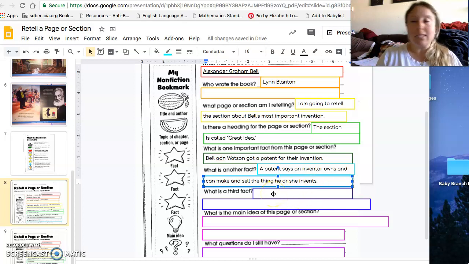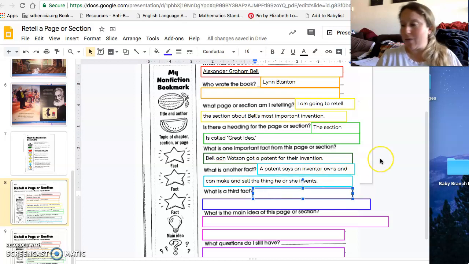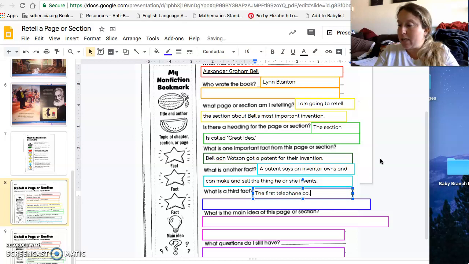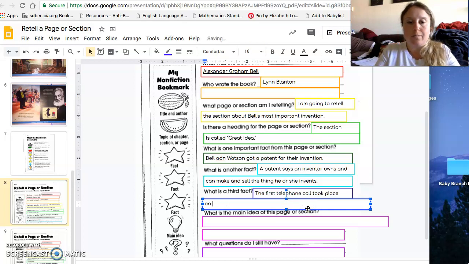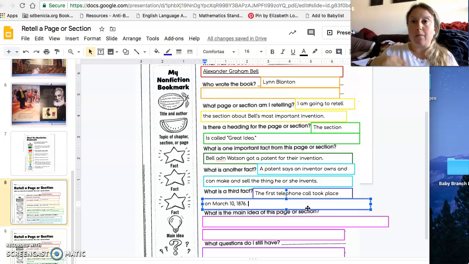All right, so while I still have a few moments, let's do the third fact. The third fact that I wanted to point out was when the first telephone call occurred. The first telephone call took place, I'll keep writing, on March 10th, 1876. So look at that. Let's think about if we go back about 50 years, that's 1976, and if we go back another 100 years, that's 1876. So we've had telephones for a long time.